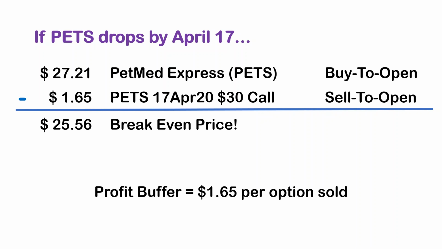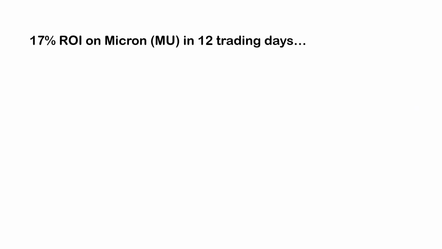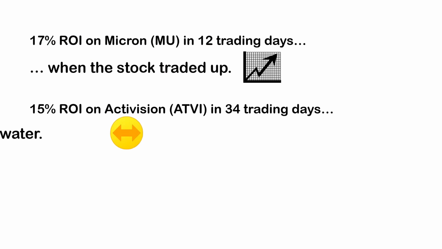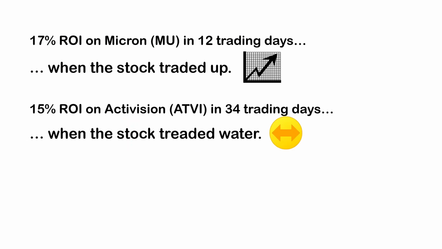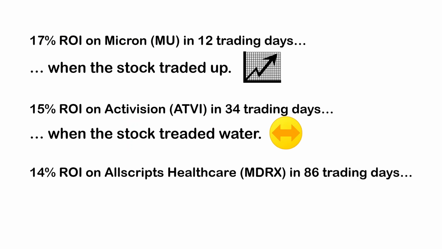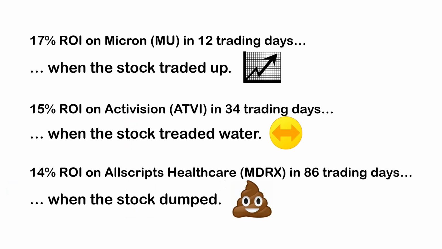And I'll show you how I'm already ahead 400% in quite a few of these symbols. Okay, here are some gains that we make all the time. This is Micron in 12 trading days. I don't want to take up all the time showing you results, but the stock went up 15% on Activision. The stock went sideways, 14% on Allscripts. The stock took a big drop.